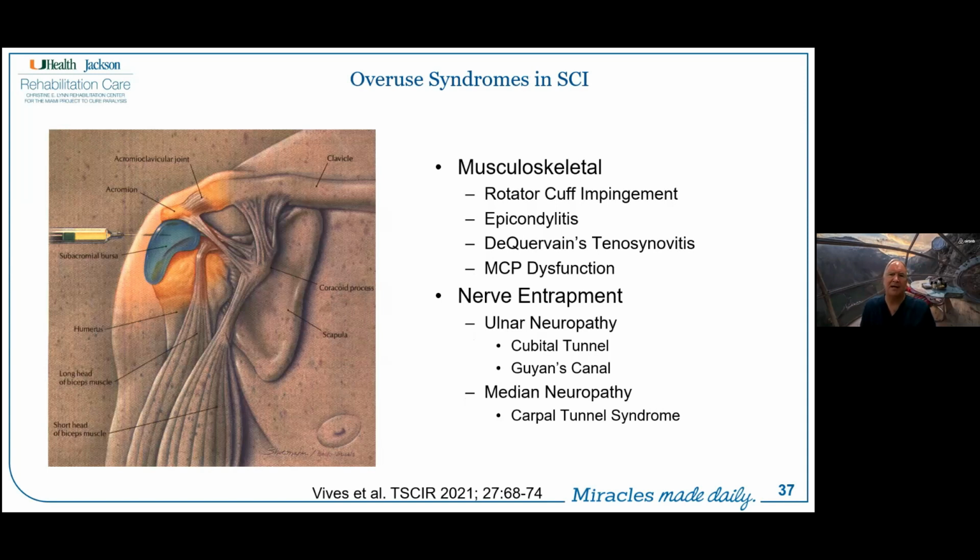Our folks are at high risk for particularly upper extremity overuse. And Dr. Vivas, one of our attendings, recently reported on upper extremity overuse syndromes in spinal cord injury, primarily related to obesity. And so we've got a number of musculoskeletal as well as nerve entrapment types of issues associated with this. And so there's a whole lecture we're going to give you just on upper extremity overuse management.